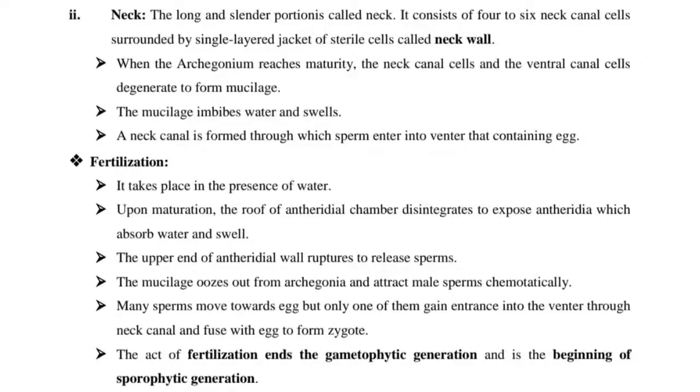Many sperms move towards the egg, but only one of them gains entrance into the venter through the neck canal and fuses with the egg to form zygote. The act of fertilization ends the gametophytic generation and is the beginning of the sporophytic generation.